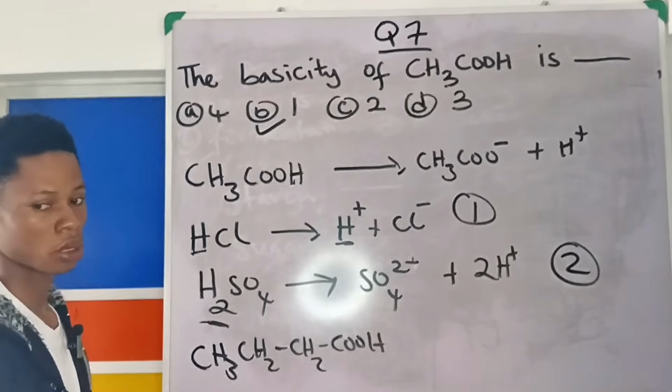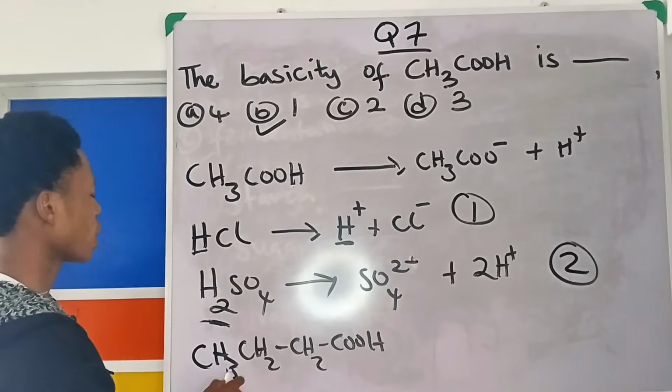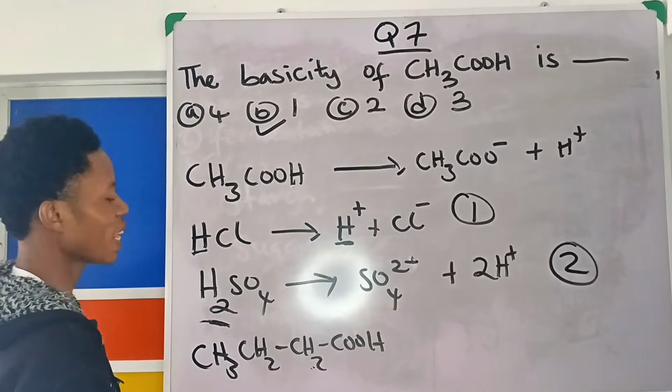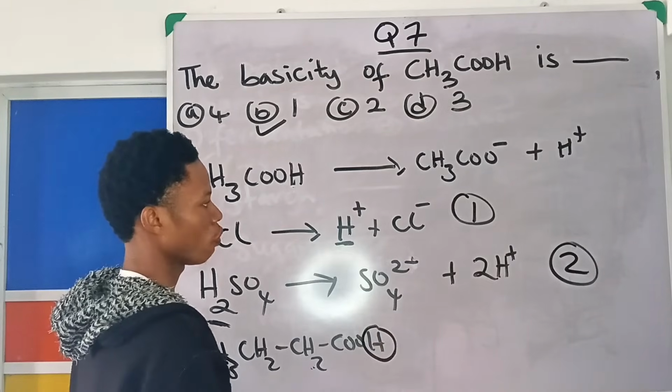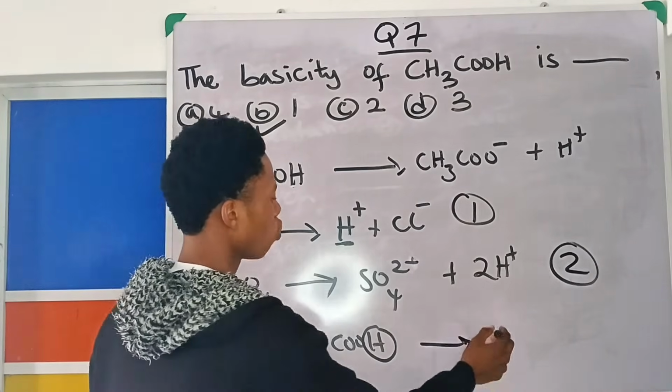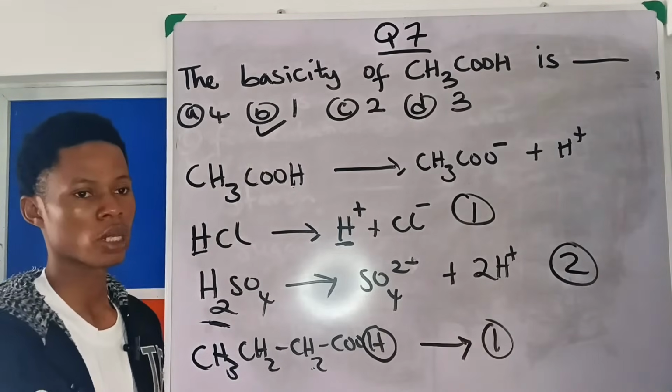What is the basicity of this one? If you look at this, though it has 3, 4, 5, 6, 7, 8 hydrogen, it's only this one that can be given off. So it is actually 1. Now, what is the cheat of knowing this?